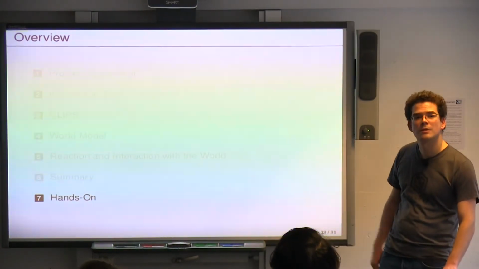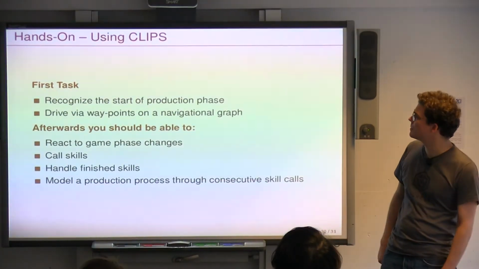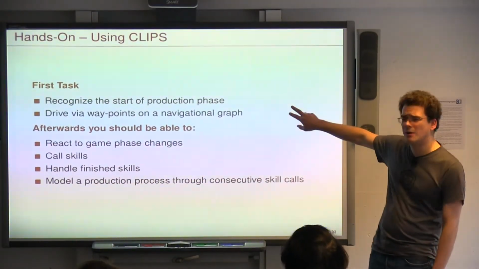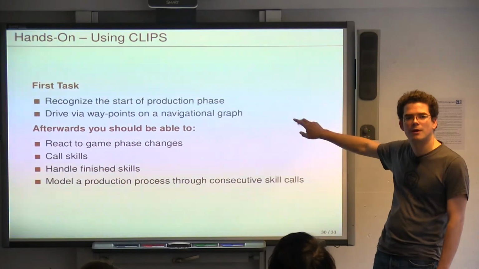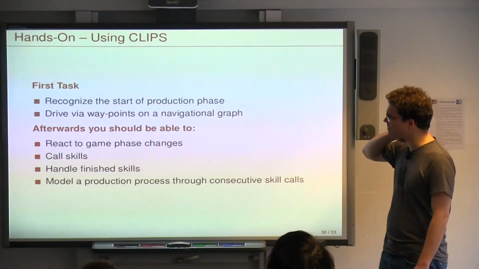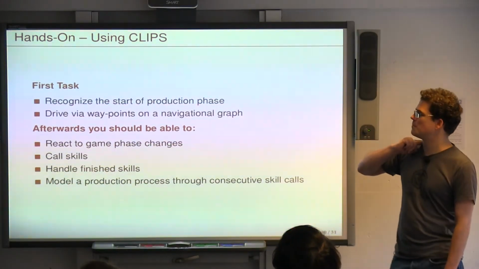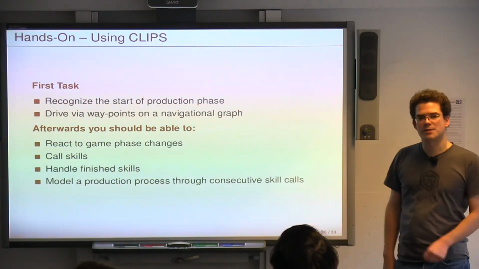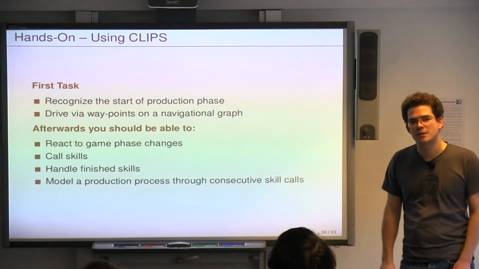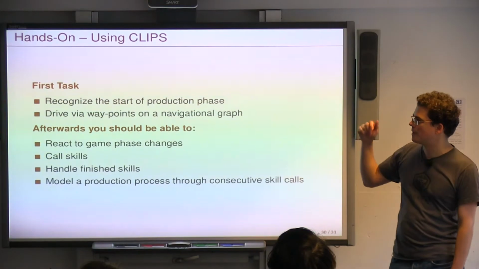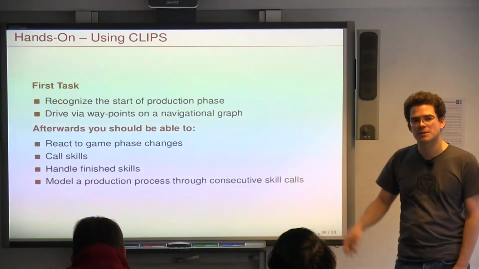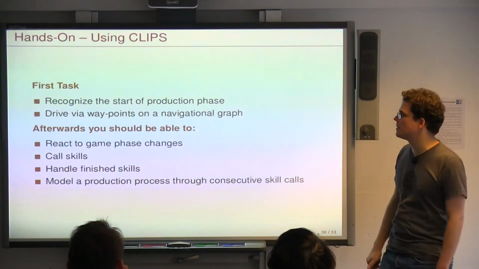And I'm now doing a bit of hands-on. So I only give you the first task for now. I hope you can do the other task tomorrow. So at first you simply should try to recognize the start of the production phase. So when you enter the production in the ref box, your robot should be doing something.